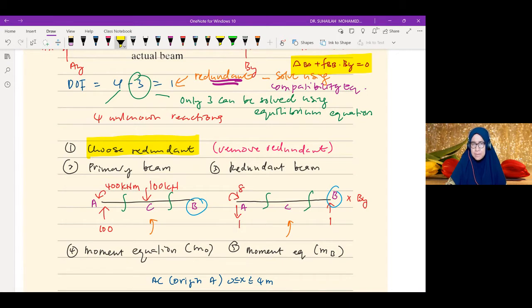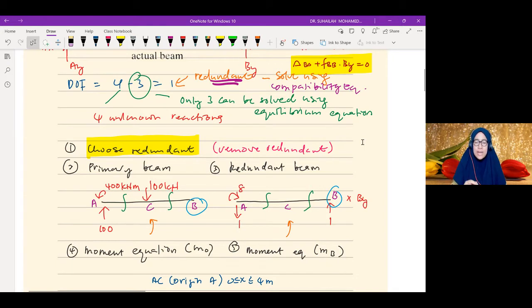And after that, after removing the redundant, we have to draw the primary structure. The primary structure is what remains after removing the redundant. If BY is the redundant, we get a cantilever beam as the primary beam. The redundant beam is also a cantilever beam. So there are two systems to be analyzed.